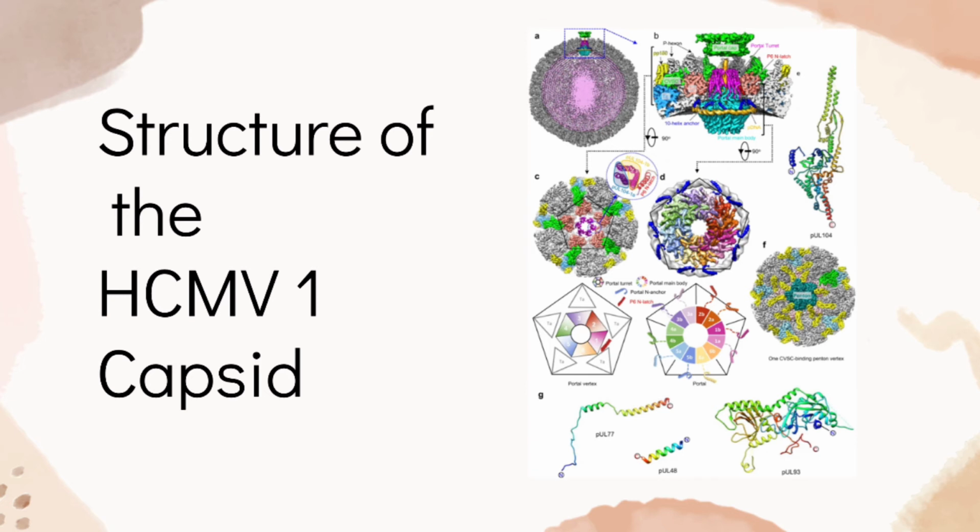And for picture F, it is the unsharpened density map of one CVSC binding penton vertex. And lastly, for G, it is the models of the three CVSC proteins: PUL-77, PUL-48, and PUL-93. Each protein is rainbow colored by residue from the N-terminus blue to the C-terminus red.